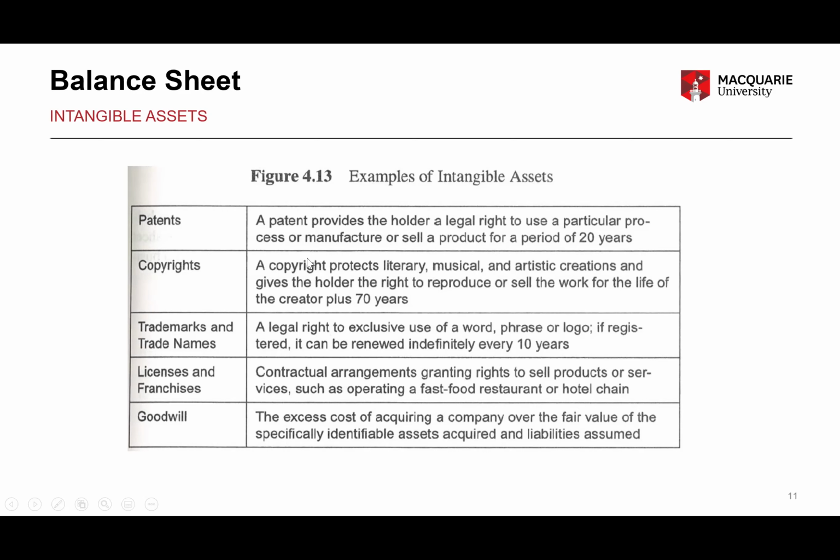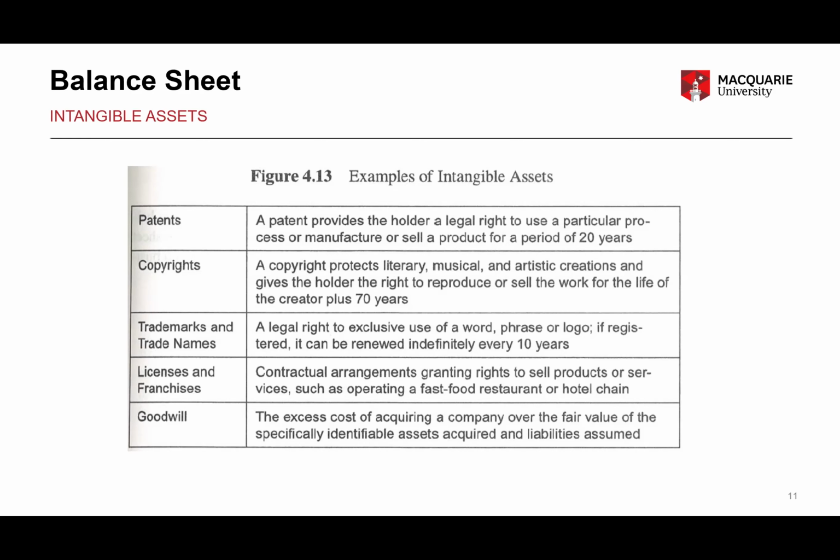And so that's valuable. A copyright protects something that is in writing or something musical, so some kind of creation. And so that protects it for the life of the creator plus 70 years. So that's something valuable. Trademarks and trade names, licenses and franchises. Goodwill is usually a really important intangible asset.